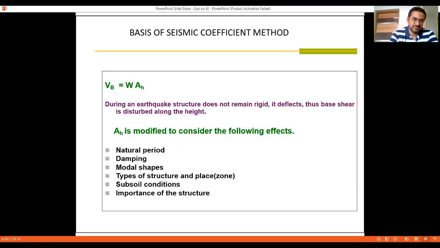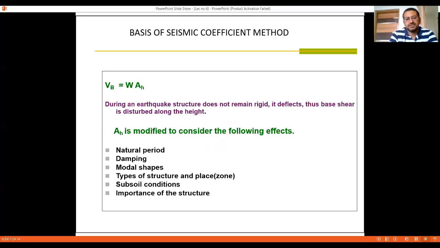Now, this distribution will be seen in the next slide, where the distribution of the base shear along the height of the structure is indicated. Now, AH, the seismic horizontal coefficient, is modified to consider the following effects. Which are the effects? First is the natural period. Second is damping. Third is mode shape. Fourth is type of structure and phase. Fifth is the subsoil condition. And sixth is the importance of the structure.